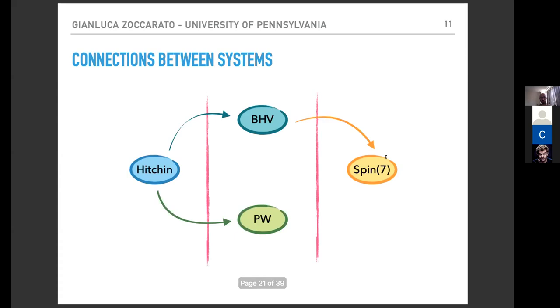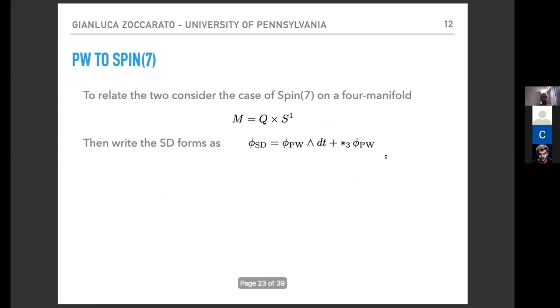So in the following, I will give details about these last two connections and show how you can embed a solution of Pantev-Wijholt inside Spin(7) and a solution of BHV inside Spin(7), and discuss the interpretation of these embeddings. So how do you do this?